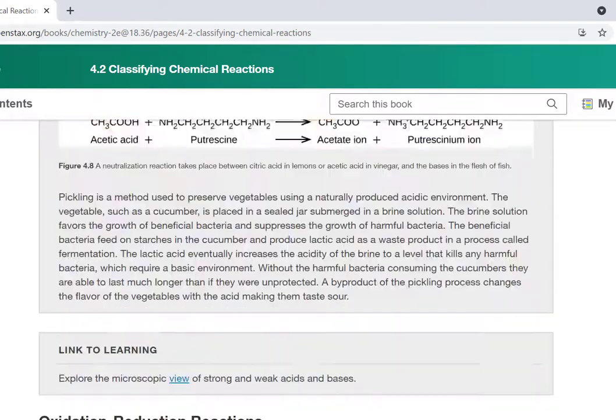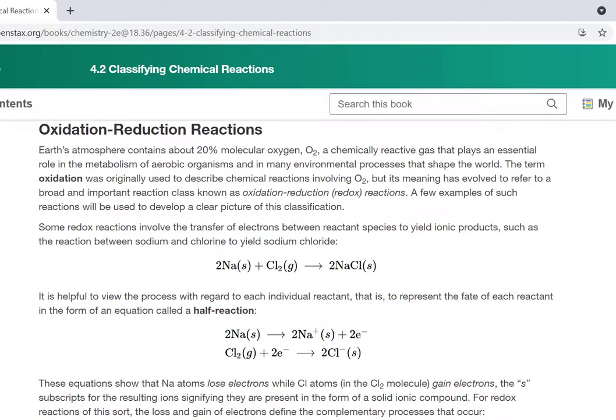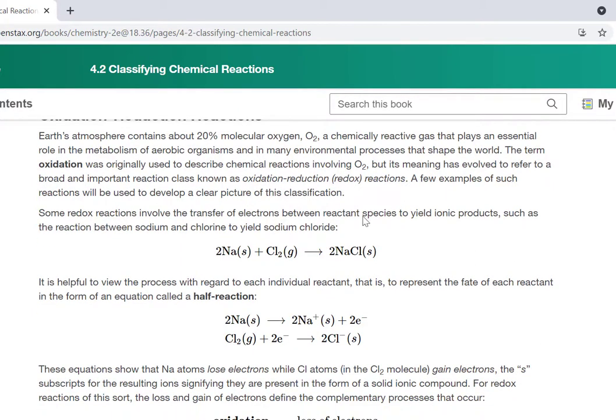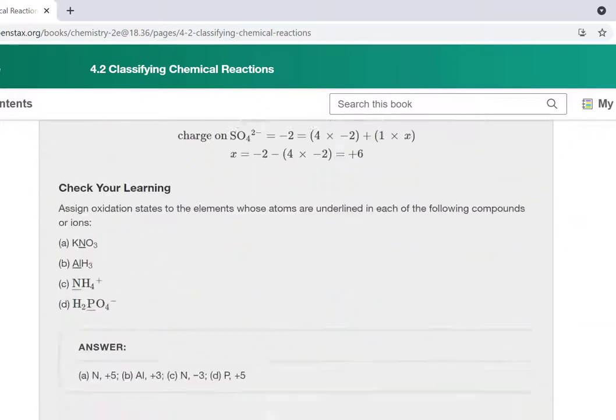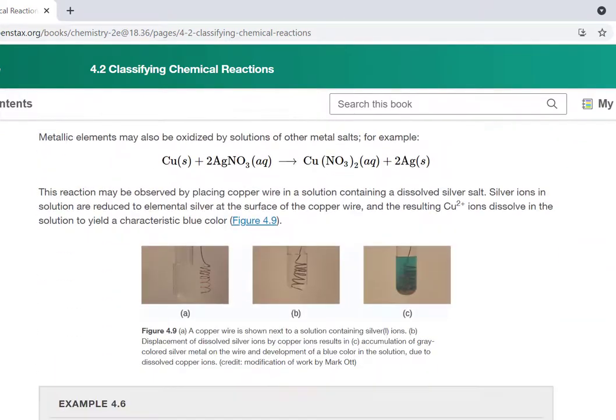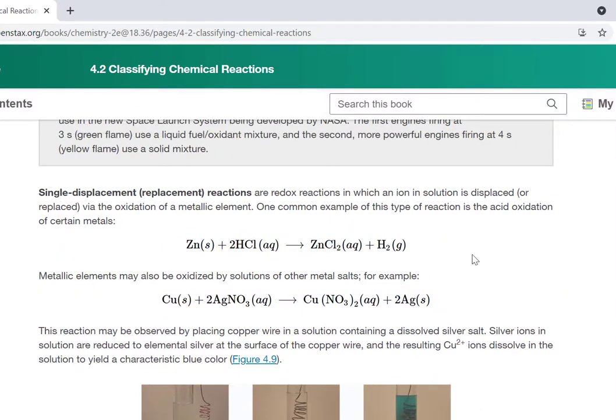And then finally, a redox reaction. So here's an example of one. There's other examples as well. If you were to see a redox reaction, the most common ones you would see would be, let's find them, the single displacement reactions, that you could classify those as redox reactions.